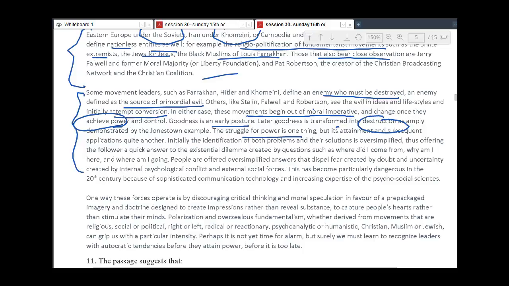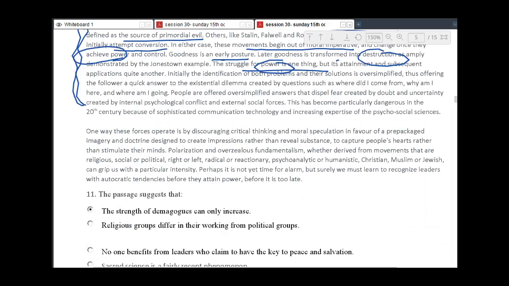The struggle for power is one thing. Again, the word power has come. So basically, who are these people? The ones who are struggling for power. And once they get the power, they start destroying people. One way these forces operate is by discouraging critical thinking and moral speculation in favor of pre-packaged imagery and doctrine designed to create impressions rather than reveal substance. So they try to get power in some way or the other.